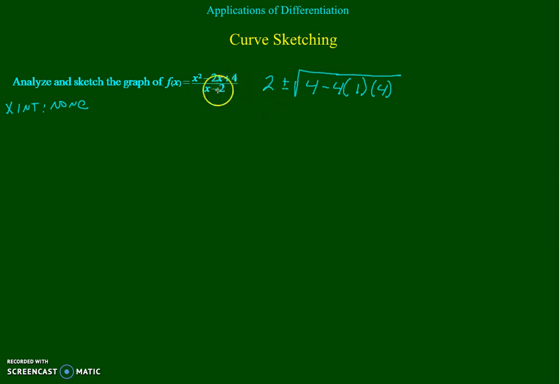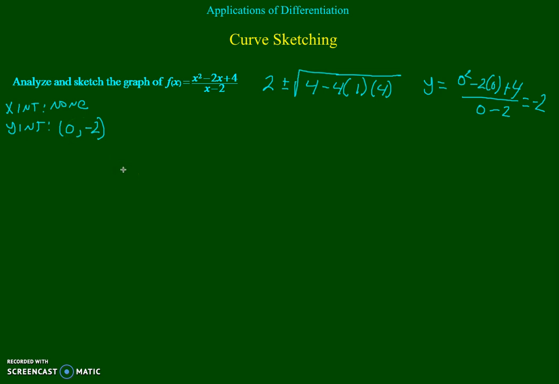For the y-intercepts, we'll just set the x to 0. And this, and this go to 0. And we have 4 over negative 2, which is just negative 2. So the y-intercept is 0, negative 2. So now let's look at the asymptotes of this function.